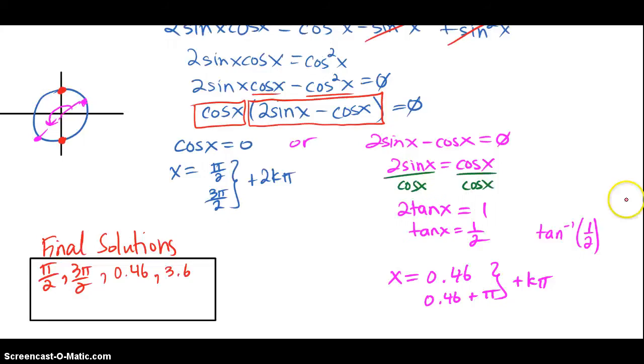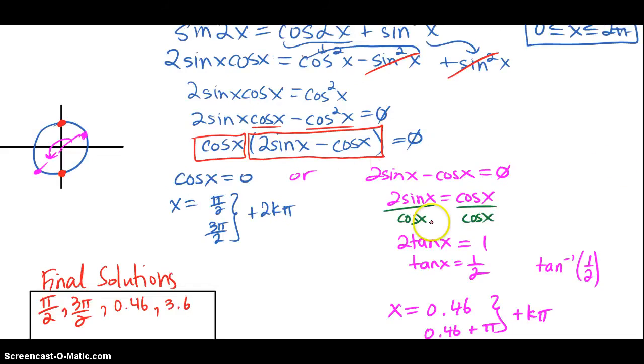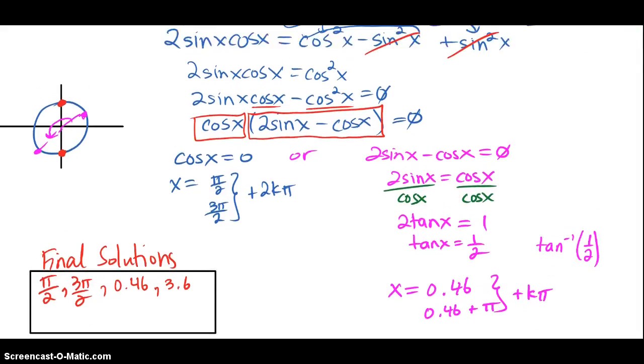Notice that these ones had to be done with a calculator and not exactly. These ones could be expressed exactly as 0 corresponded to a special angle on the unit circle. And the trick here was solving this part, dividing by cos x. That was a little bit tricky. Okay, I hope you enjoyed that example.